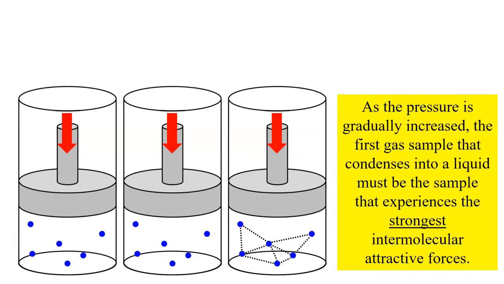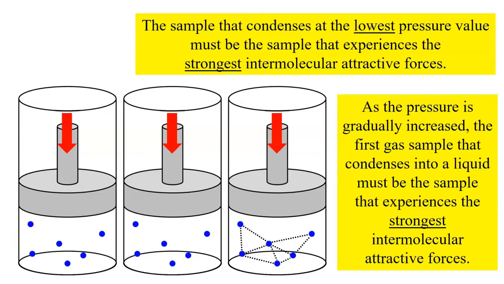As the pressure is gradually increased, the first gas sample that condenses into a liquid must be the sample that experiences the strongest intermolecular attractive forces. So if I say that in a slightly different way, the sample that condenses at the lowest pressure value must be the sample that experiences the strongest intermolecular attractive forces.